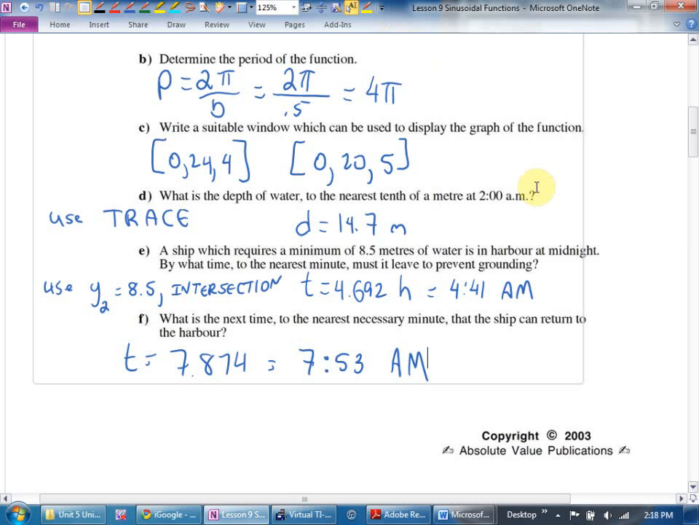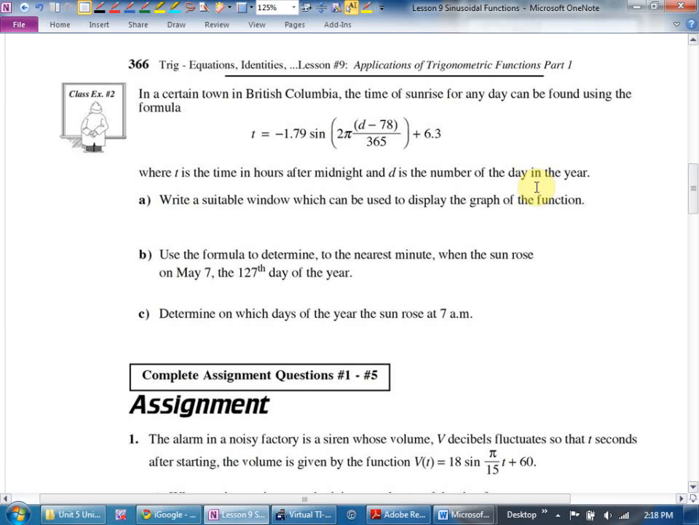Turn the page. In a certain town in BC, the time of sunrise for any day can be found using this equation. What does the letter T stand for according to this question? Time of day, right? Time in hours after midnight. What does the letter D stand for? The number of the day in the year. So day 34 would be February 3rd, I think, if I've done my math correctly. Day 119 would be somewhere just past March, somewhere into April.